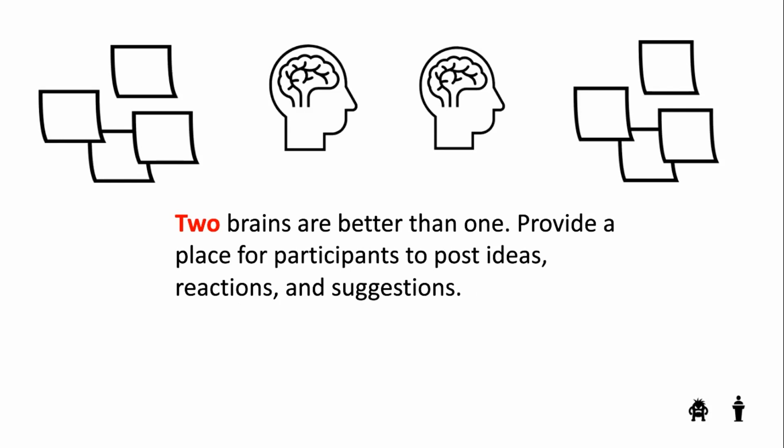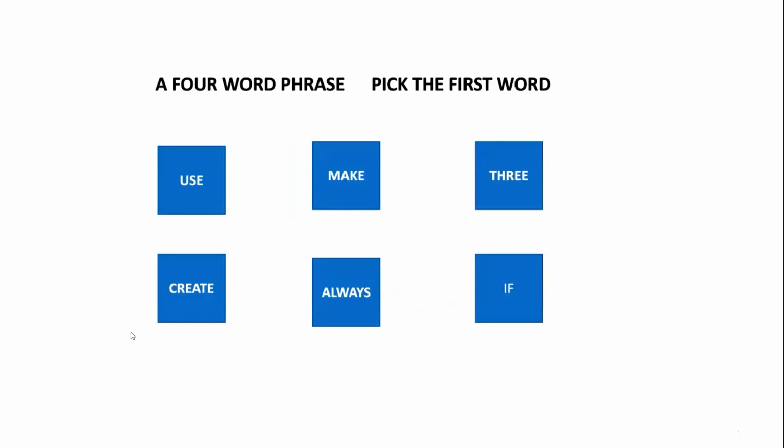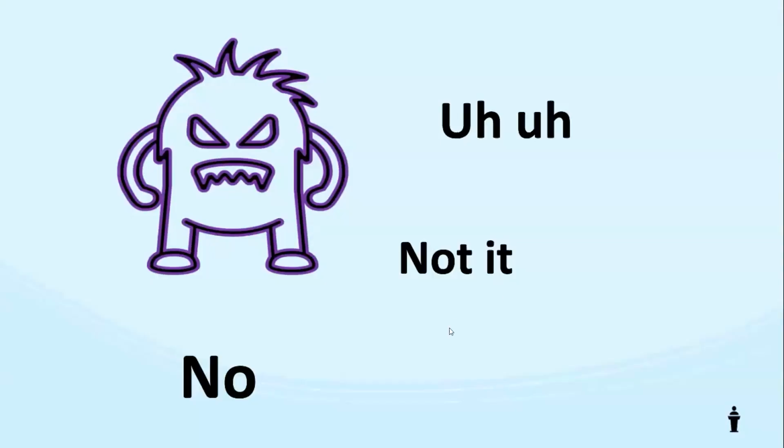You guys have to talk me through. Oh, you want to guess? Okay, Molly wants to guess. So hit the gremlin. Go to click here to solve. A 4-word phrase. Pick the first word. Someone has to guess it in the chat. If. Not it. Nope. Back to the training room.